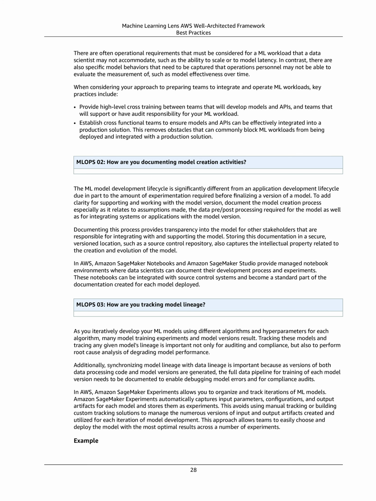and supporting the model. Storing this documentation in a secure versioned location, such as a source control repository, also captures the intellectual property related to the creation and evolution of the model. In AWS, Amazon SageMaker Notebooks and Amazon SageMaker Studio provide managed notebook environments where data scientists can document their development process and experiments. These notebooks can be integrated with source control systems and become a standard part of the documentation created for each model deployed.